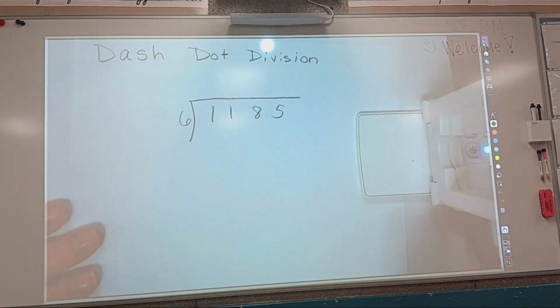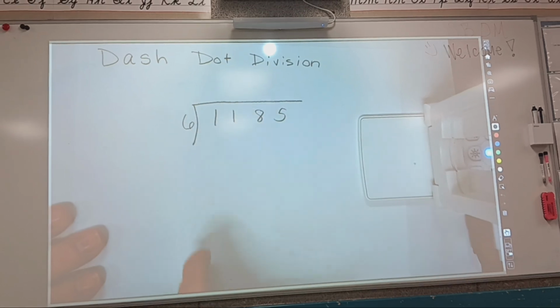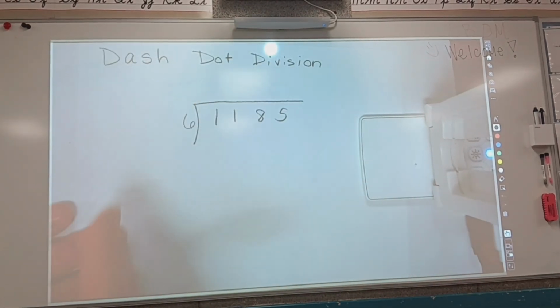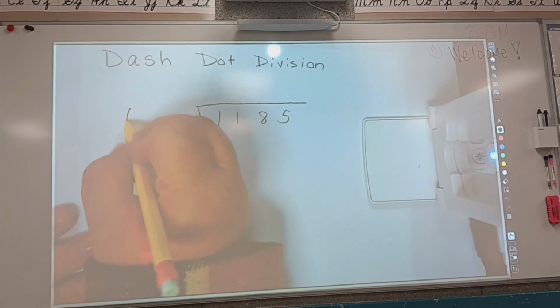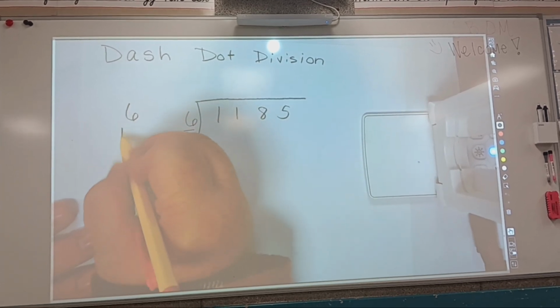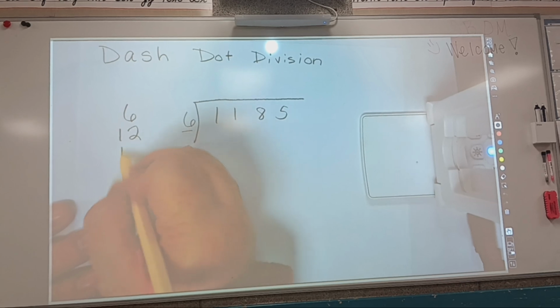Now, before we get started, we need to set up our problem by adding a crutch. Our crutch for this one is the facts for 6. So 6 times 1 is 6. 6 times 2 is 12. And we're going to keep going.